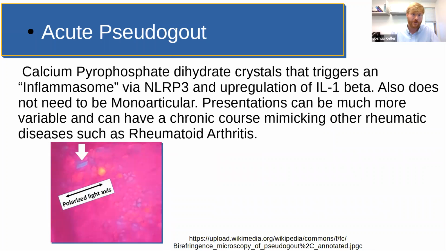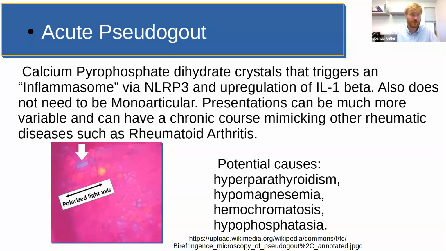So pseudogout, really quickly, at least in acute pseudogout, it is the same kind of IL-1 mediated inflammasome reaction. It could also have a much more chronic course sometimes, mimicking rheumatoid arthritis or other chronic inflammatory arthritis. This is polarized microscopy, more rhomboid shaped crystals. This is blue along the polarized light axis. Monosodium urate crystals are needle shaped and they're yellow along the axis.